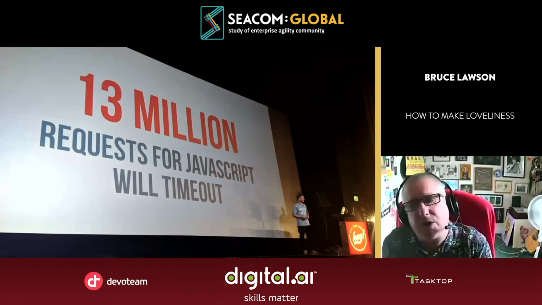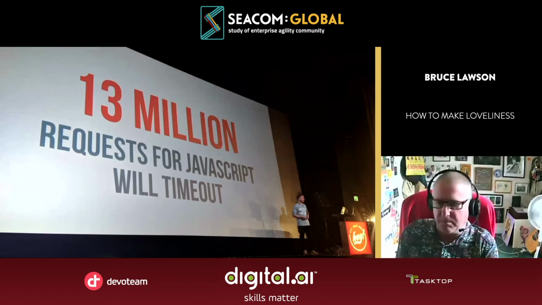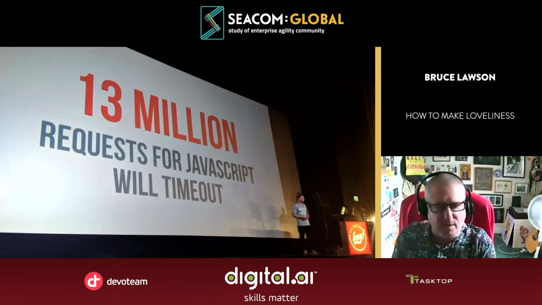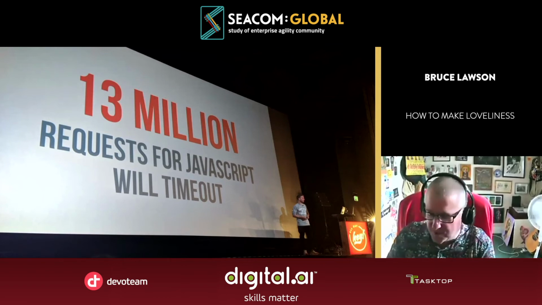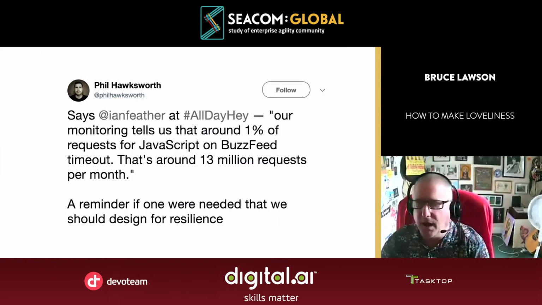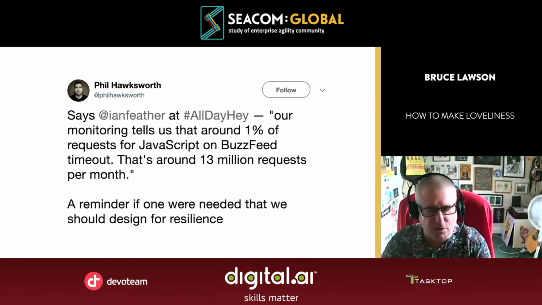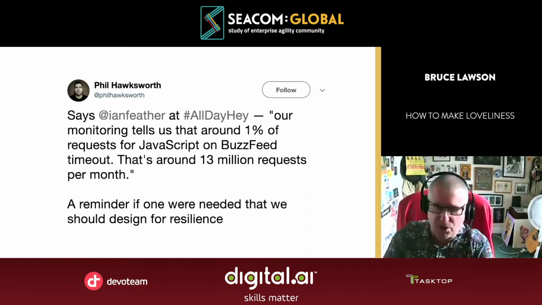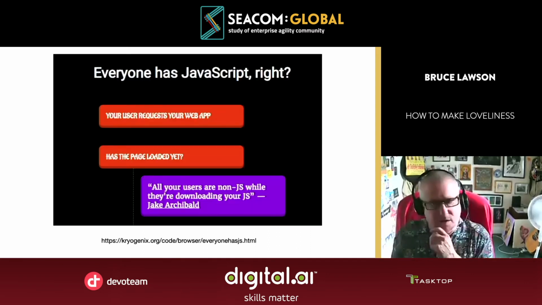13 million requests for JavaScript will time out a month. Now, everybody thinks that everybody has JavaScript apart from some mad people. But actually, and this is BuzzFeed, not some obscure site in sub-Saharan Africa, our monitoring tells us that 1% of requests for JavaScript on BuzzFeed time out. That's 13 million requests per month. Phil Hawksworth, now of Netlify, when he tweeted this, said, a reminder, if one were needed, that we should design for resilience. Everybody has JavaScript, right?